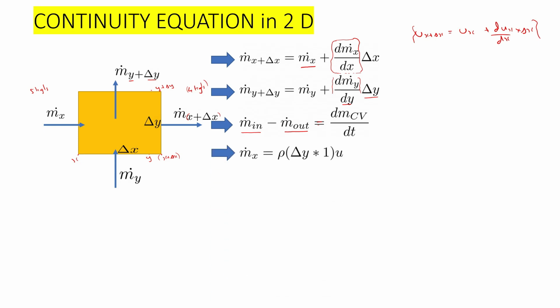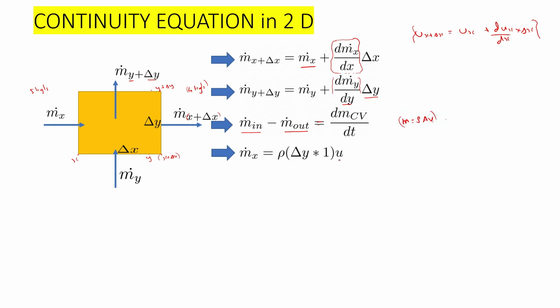So m dot x, what is m dot x? How will you find m dot x? Just like the earlier case, we have derived the continuity equation in one dimension. So here we are taking only the x dimension. That formula we have found to be rho A v. We are applying this equation.